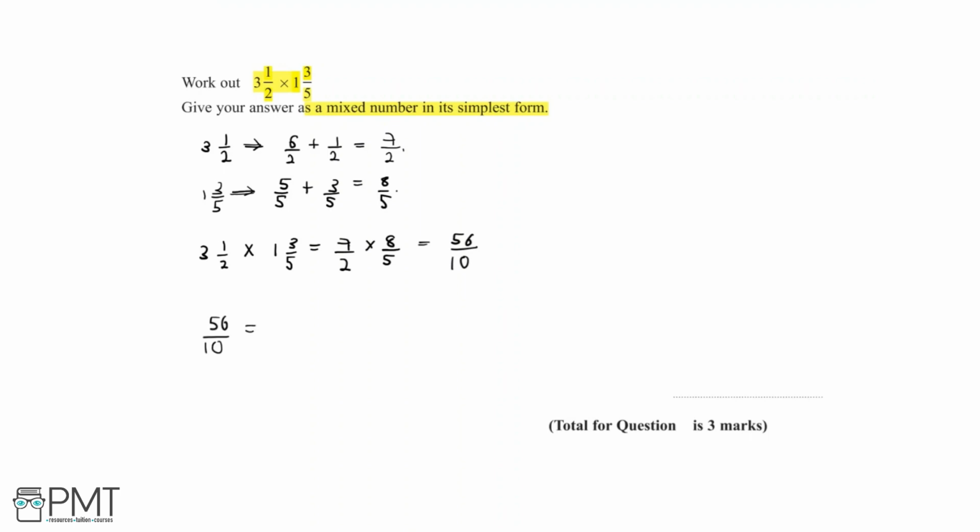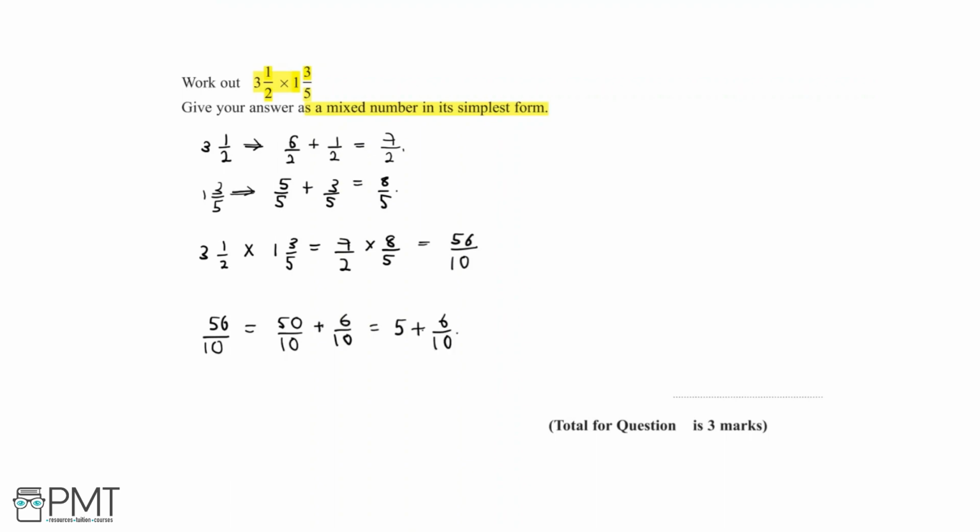Now we need to think of the highest multiple of 10 that can go into 56, and so this number would be equal to 50. So 56/10 is equal to 50/10 plus 6/10. 50/10 can be simplified into 5, and so we're left with 5 plus 6/10.